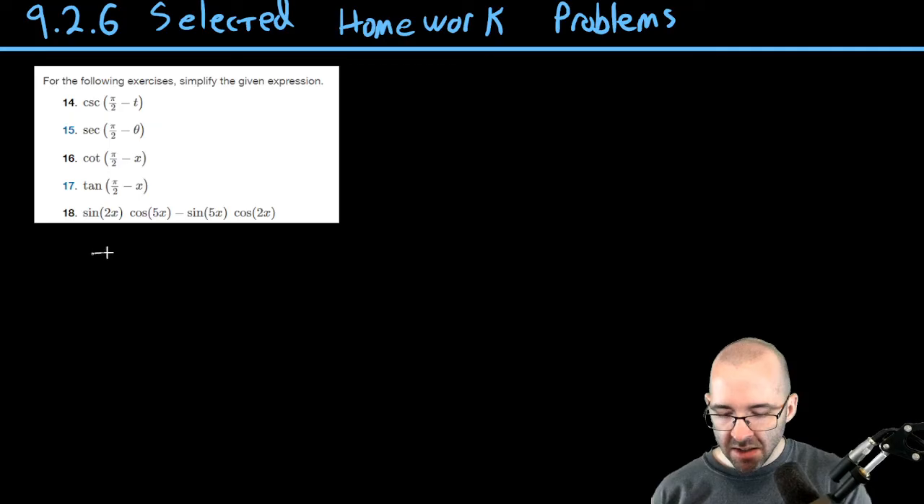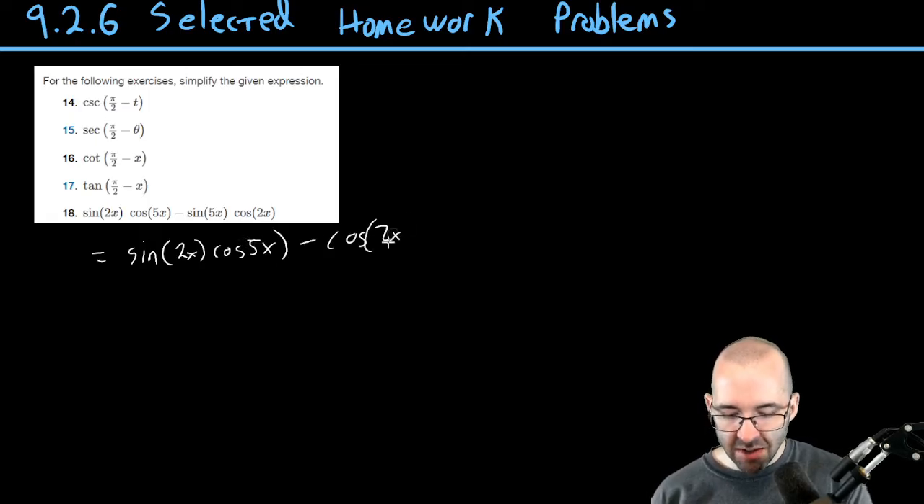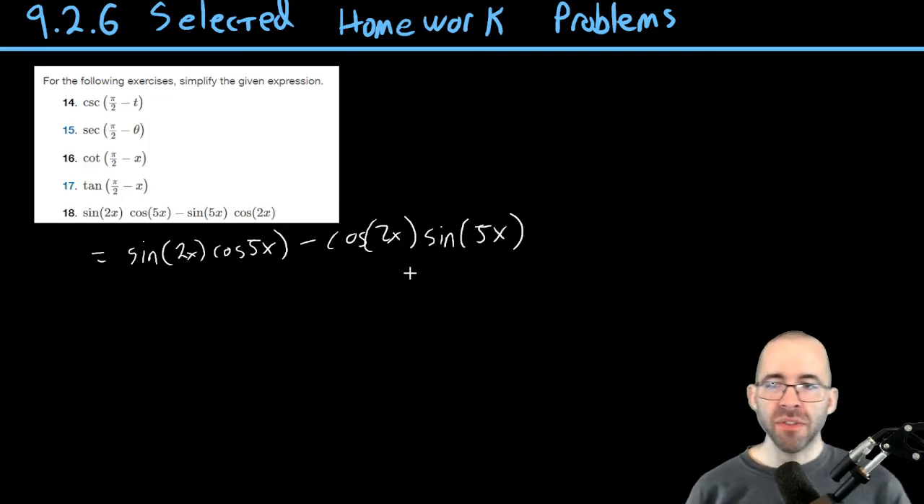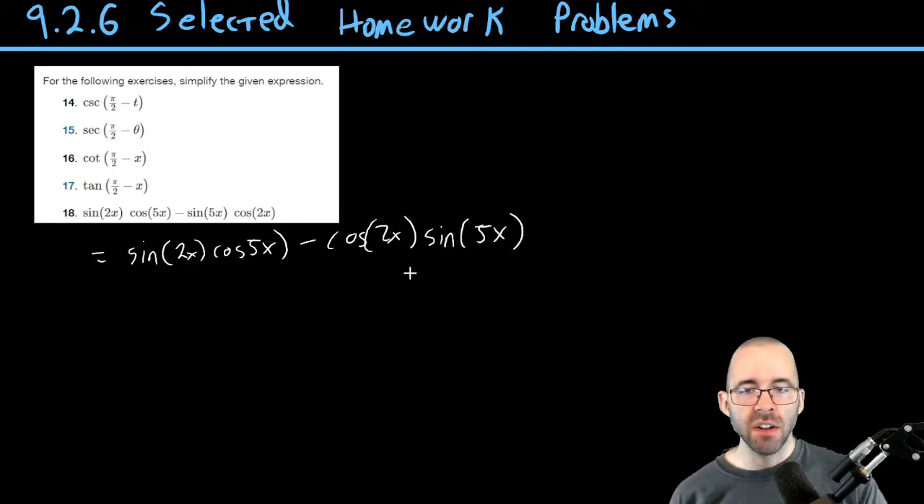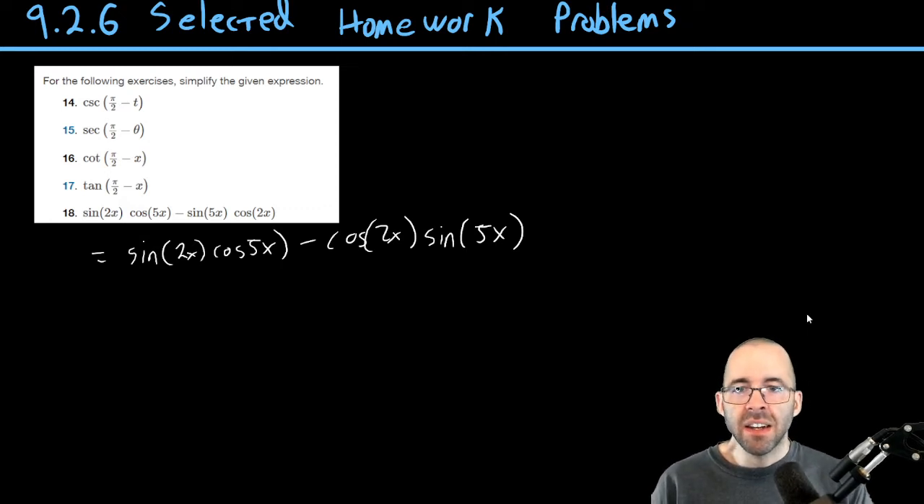Number 18 is the same thing as sine 2x cosine 5x minus cosine 2x sine 5x. It's the same thing. Just a lot of people prefer one way over the other. And I like it the way that I've just written it. So it is still that formula for sine.